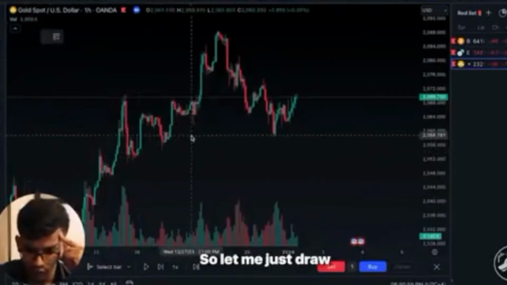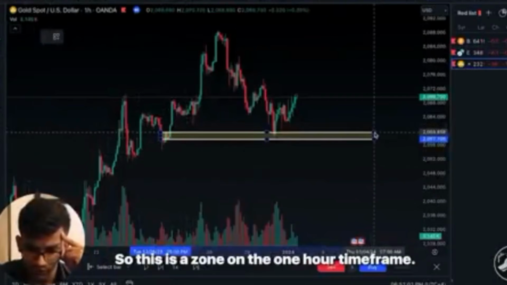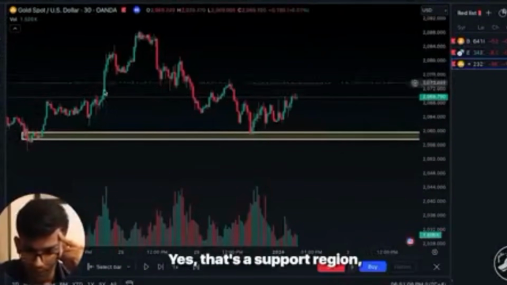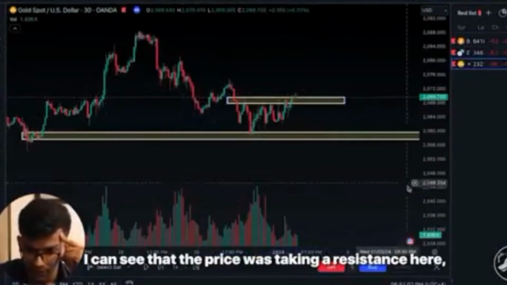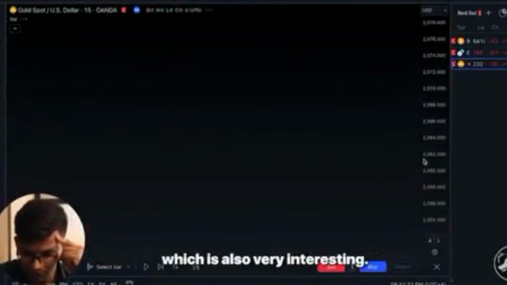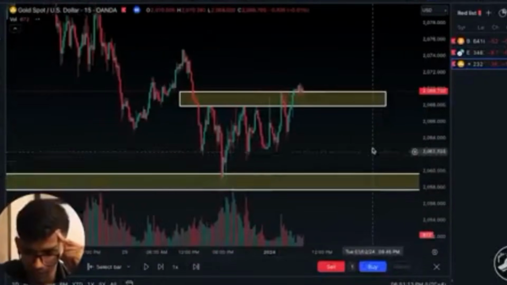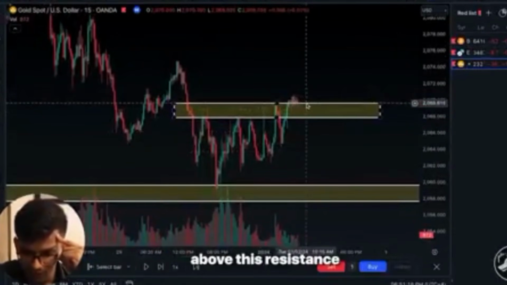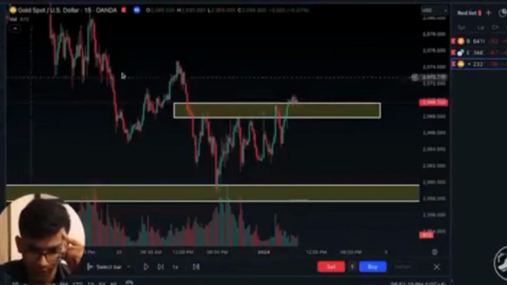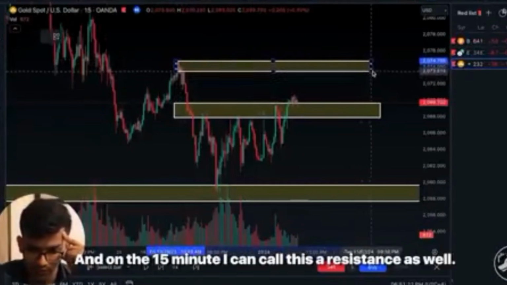So let me just draw some support and resistance levels. So this is a zone on the 1-hour time frame. Let me go to the 30-minute time frame. Yes, that's a support region. I can see that the price was taking resistance here, which it has now broken above, which is also very interesting. On the 15-minute time frame, I can see that the price has broken above this resistance, and now it's forming some structure right here. And on the 15-minute, I can call this a resistance as well.